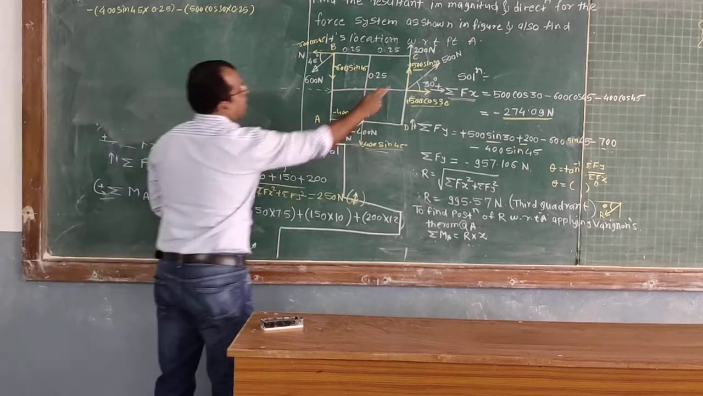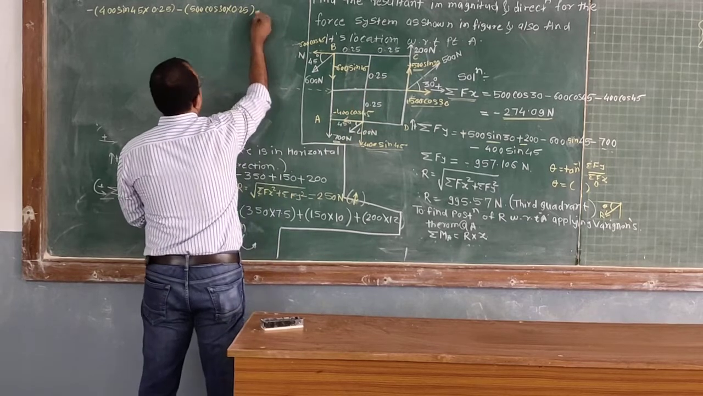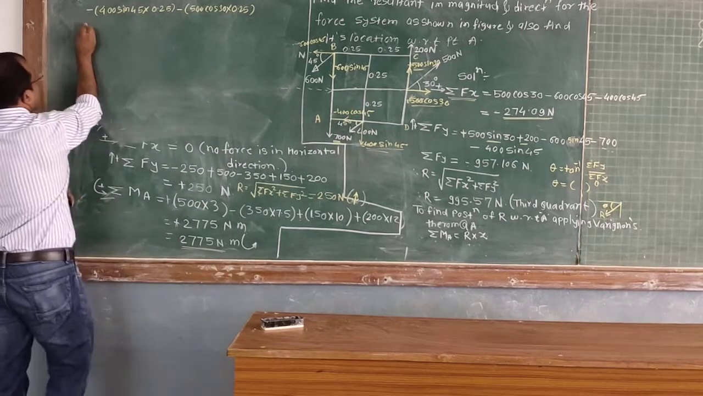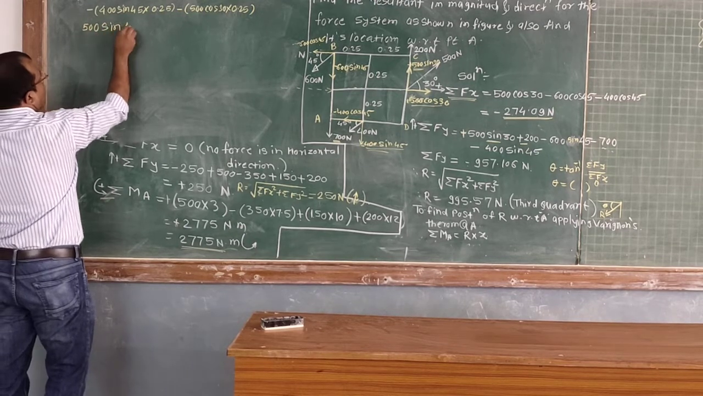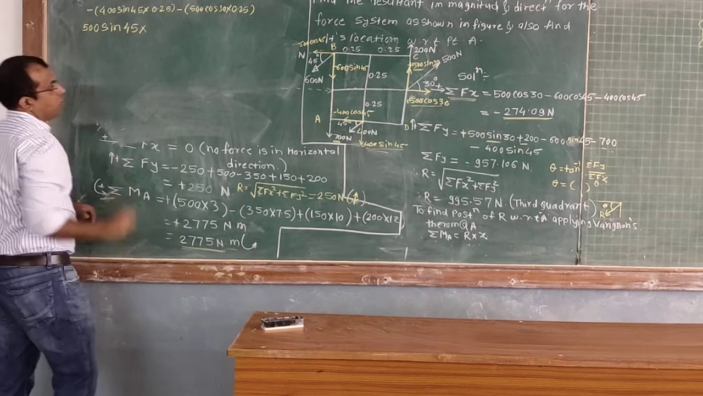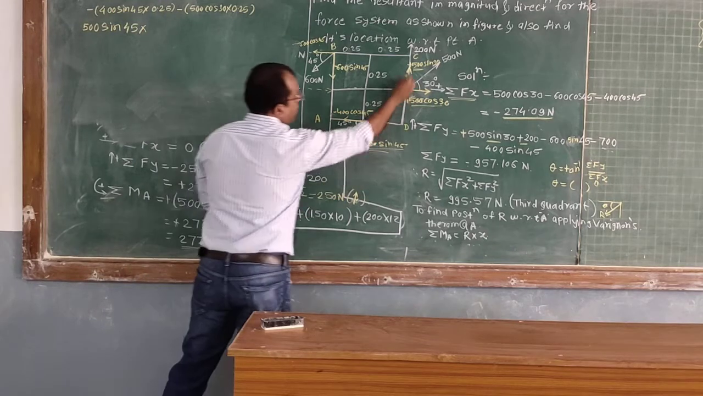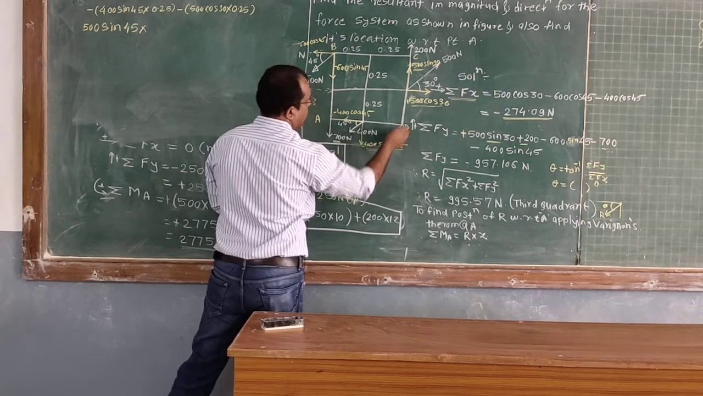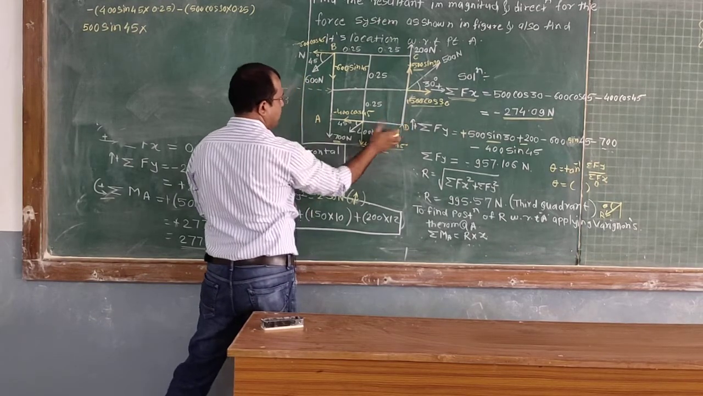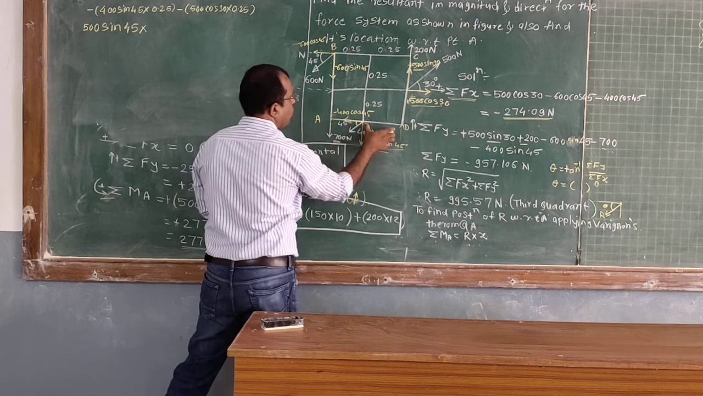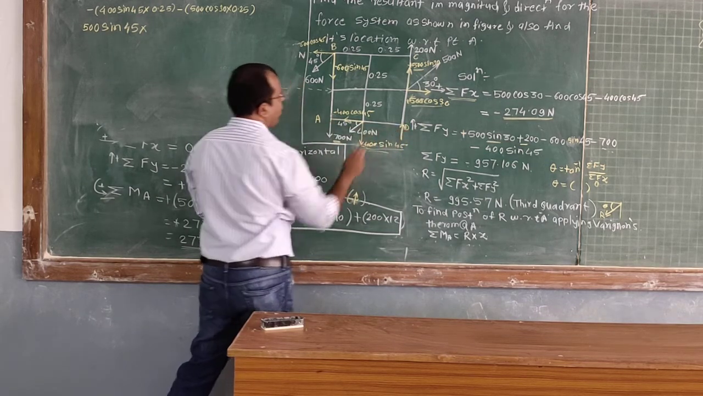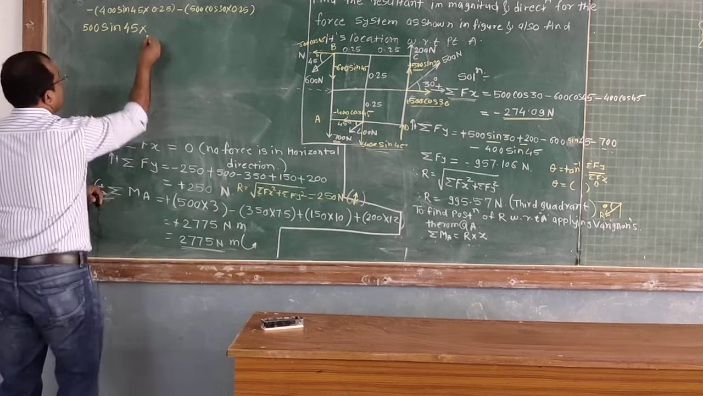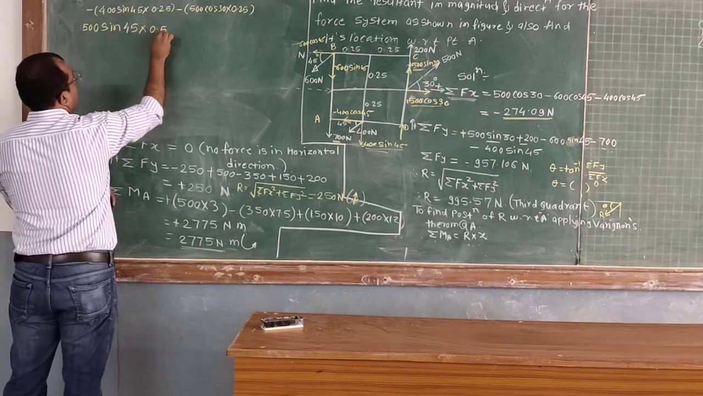Okay. Now the second component is 500 sine of 45, again times the perpendicular distance. I will show it here by the principle of transmissibility. This is the perpendicular distance: 0.25 plus 0.25. So what is the distance? 0.5. So 500 sine of 45 into 0.5.